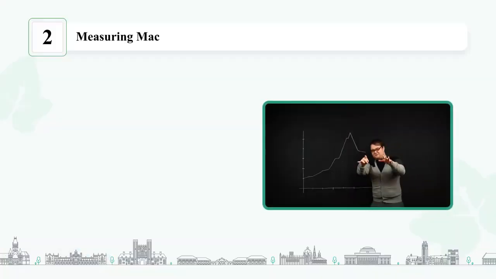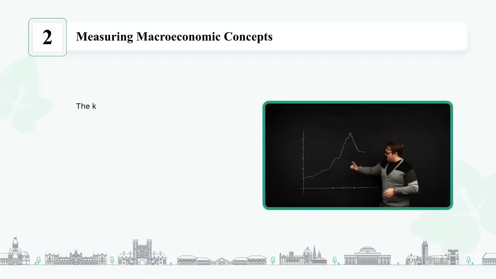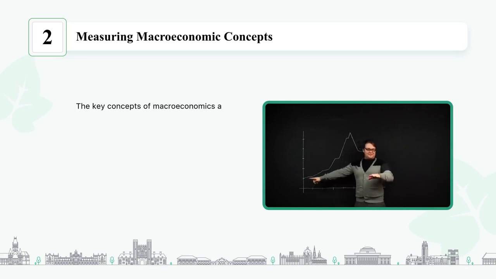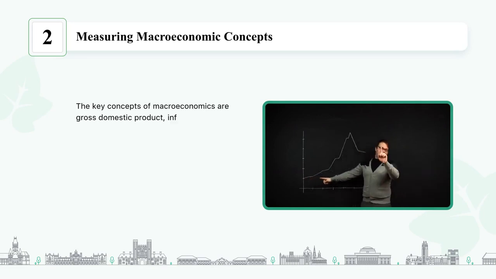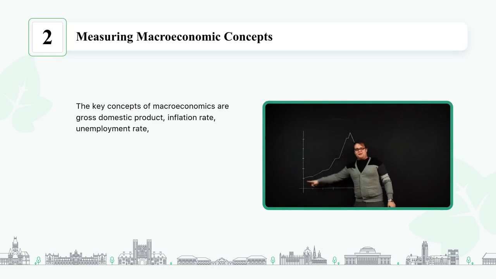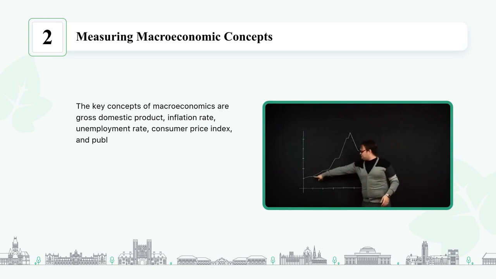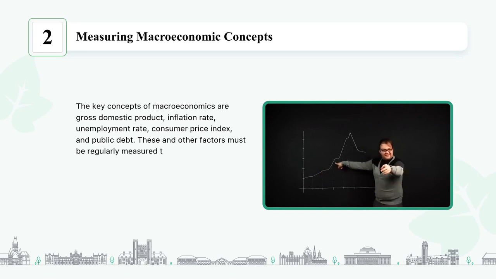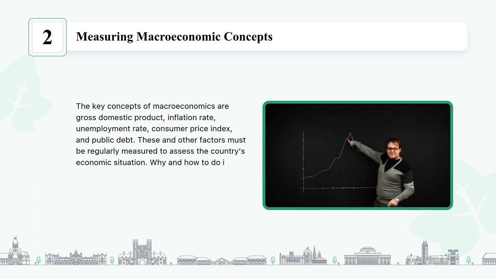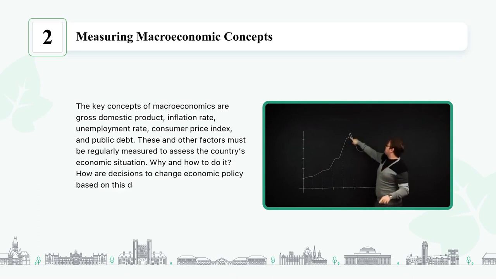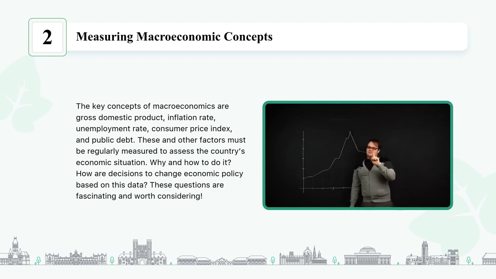Measuring macroeconomic concepts. The key concepts of macroeconomics are gross domestic product, inflation rate, unemployment rate, consumer price index, and public debt. These and other factors must be regularly measured to assess the country's economic situation. Why and how to do it? How are decisions to change economic policy based on this data? These questions are fascinating and worth considering.